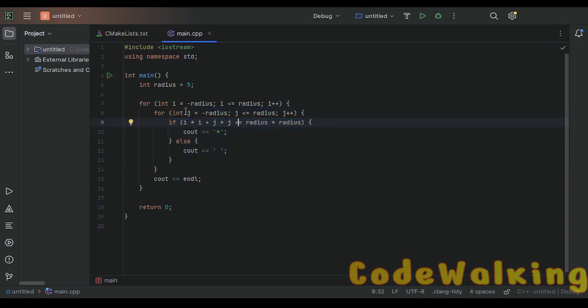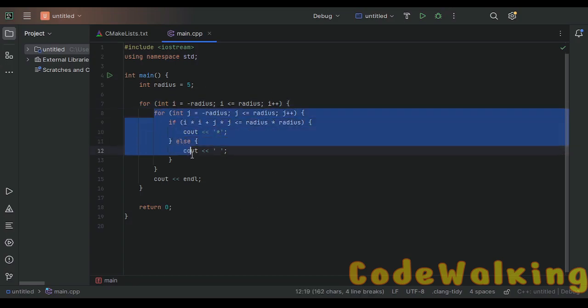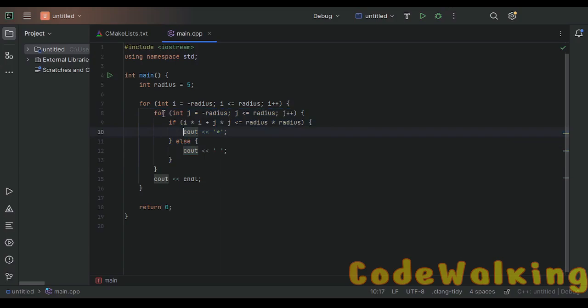Okay, so we have a for loop that has int i equal to minus radius. Basically it's going to be the negative value of 5, minus 5, and while i is less than or equal to radius, i is going to increase. Basically it starts at minus 5 and keeps on increasing while the inner loop goes on and finishes inside it. Once this finishes, this will happen, then this will happen.